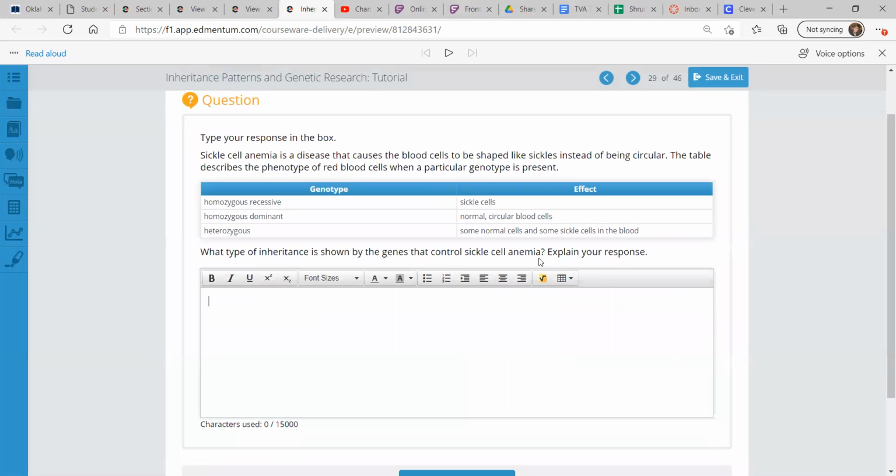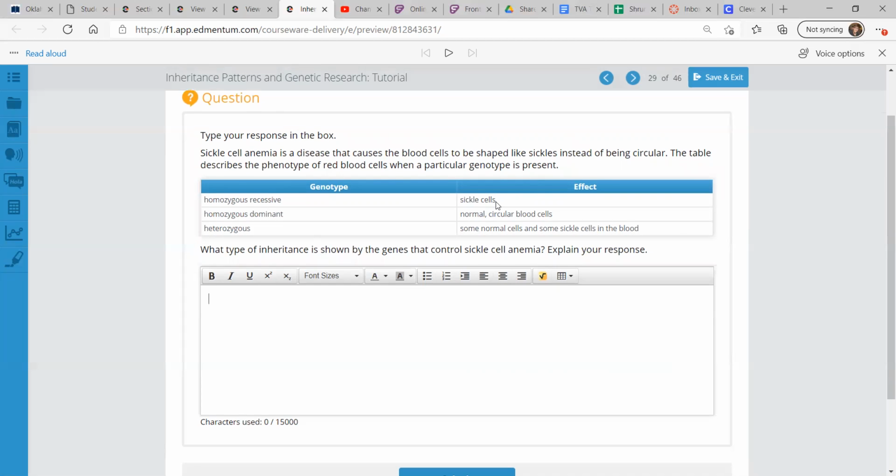All right, so sickle cell anemia is a disease that causes the blood cells to be shaped like sickles instead of being the normal circular shape. The table describes the phenotype of red blood cells when a particular genotype is present. What type of inheritance is shown by the genes that control sickle cell anemia? Explain your response. So we have homozygous recessive sickle cells, homozygous dominant normal circular blood cells, heterozygous, subnormal cells, and some sickle cells in the blood.